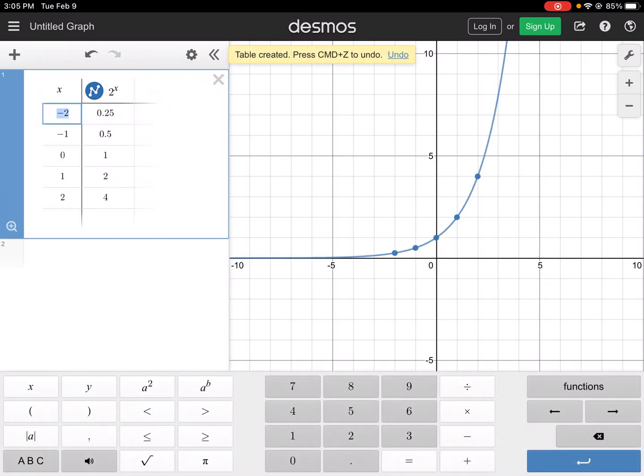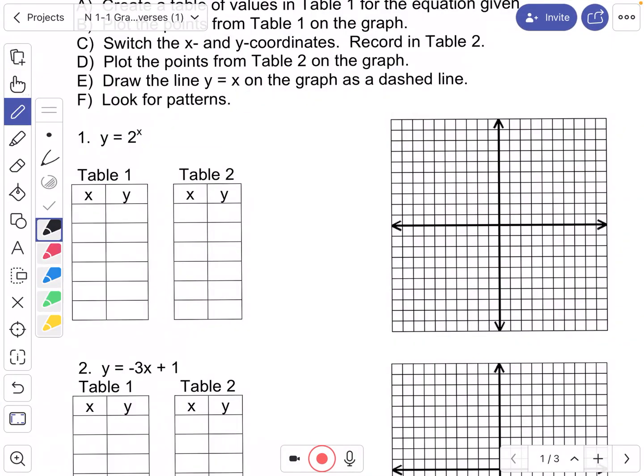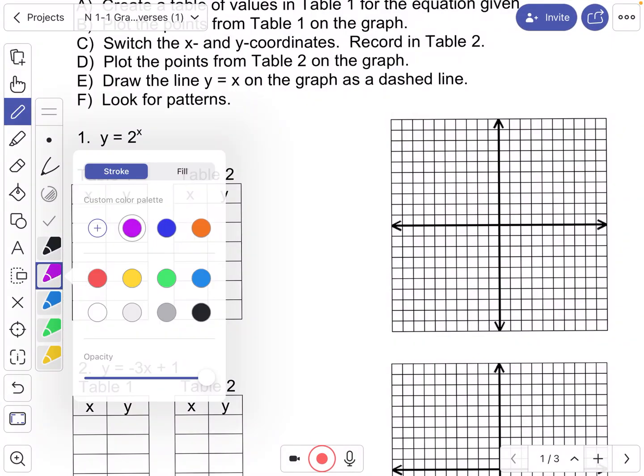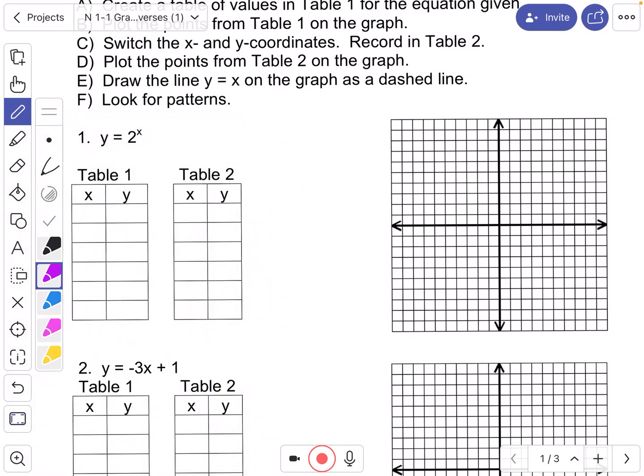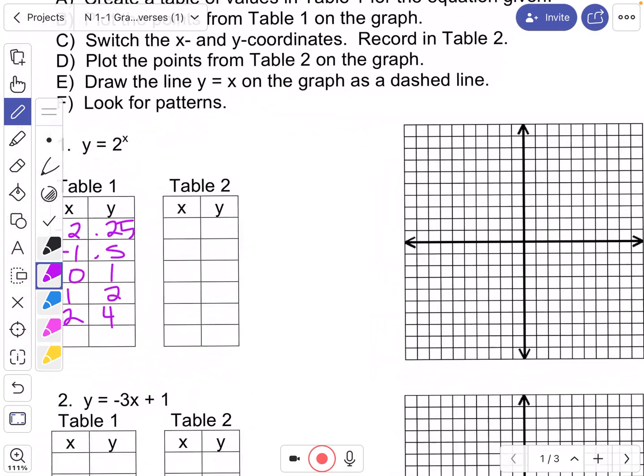Okay, so I'm going to write those points down and fill in my table on my notes here. For table 1, I'm putting in the points that we just found: -2, 0.25, -1, 0.5, 0, 1, 1, 2, and 2, 4. We're just going to stop there, okay? Or you can be using your calculator. It tells us to create the values from table 1, and then we're plotting the points. So I'm going to go over here and plot it on this graph.